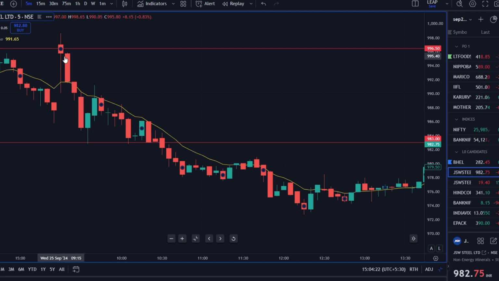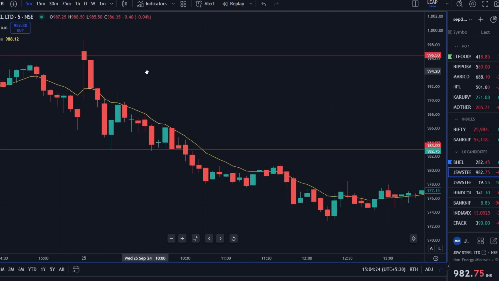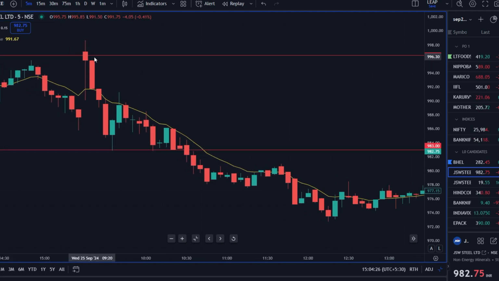So the first candle itself, 996.5, was breached and it made a perfect hangman, a bearish hangman. So I went short here, I used the 1000 PE, and I covered it around 983 when it pulled back here. I got roughly 7 rupees in the option in that.